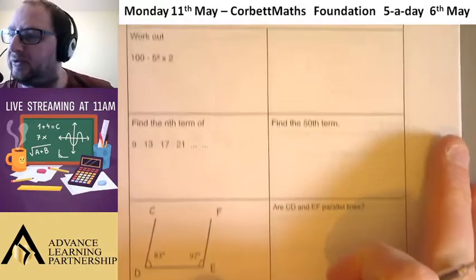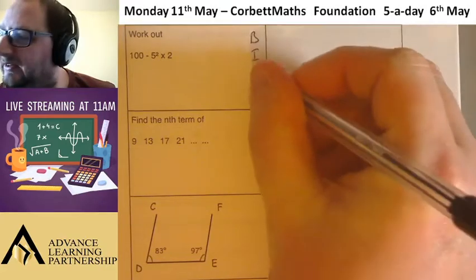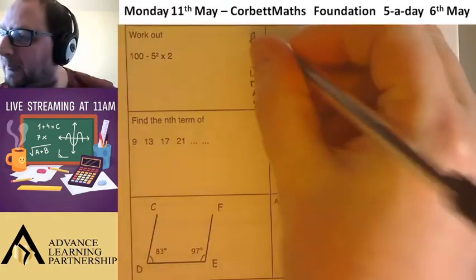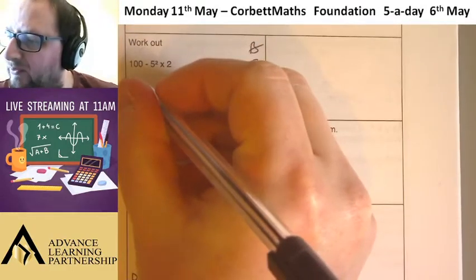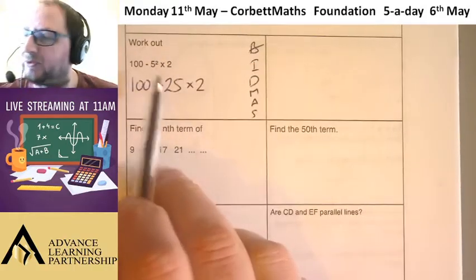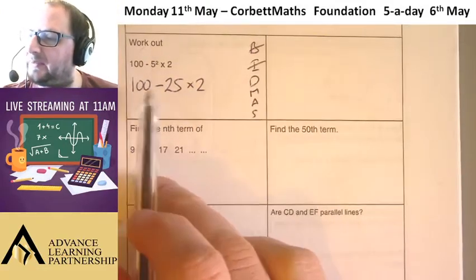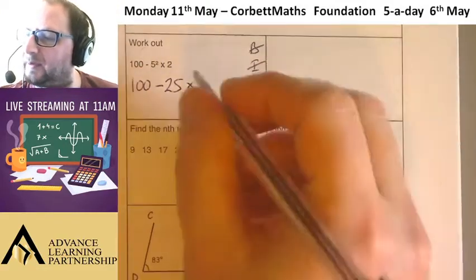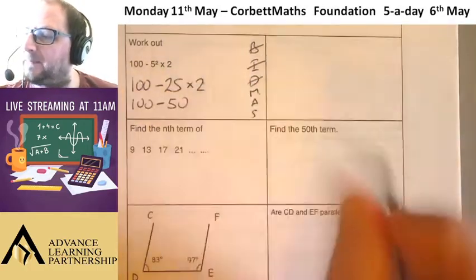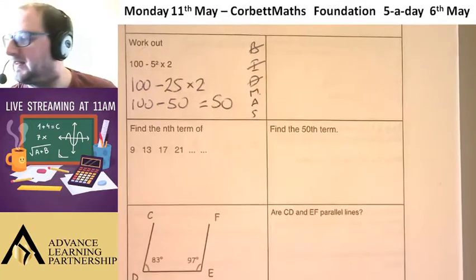So let's move up to the next question, and this is a BIDMAS question. So we've got brackets, indices, divide, multiply, add and subtract. Well, we haven't got any brackets, but we have got an indice here, so we write 100 minus 25 times 2. So I've squared my 5 there, 5 times 5 to generate the 25. So that's my indice done. I've not got any division, but I have got a multiplication here, and 2 25s generate 50. And then a straightforward 100 minus 50, giving me a final answer.